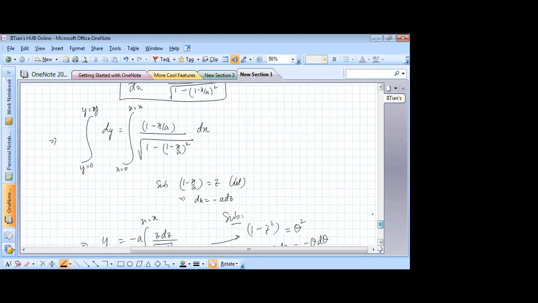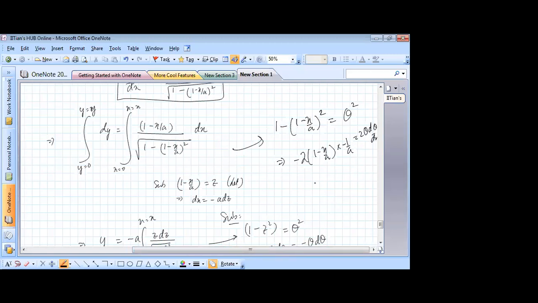So later in calculus you learn that we could have just done a direct substitution here. We could have substituted 1 minus x by a whole square as theta square. So then this thing minus 2 times 1 minus x by a into minus 1 by e. There's an e outside. That's what I was forgetting. That's why dimensionally our answer is not coming correct. So this is 2 theta d theta by dx.